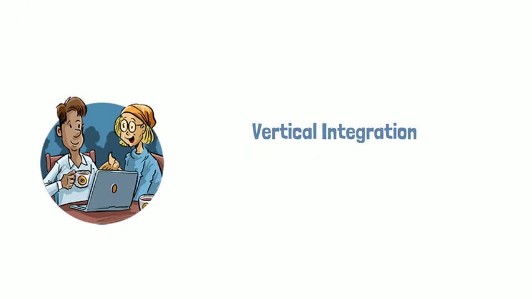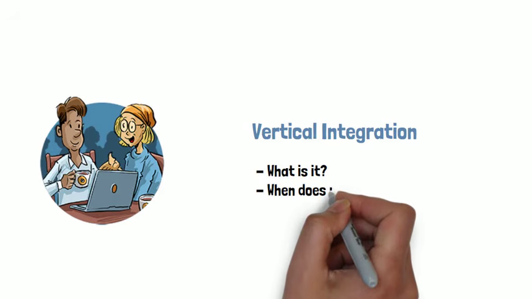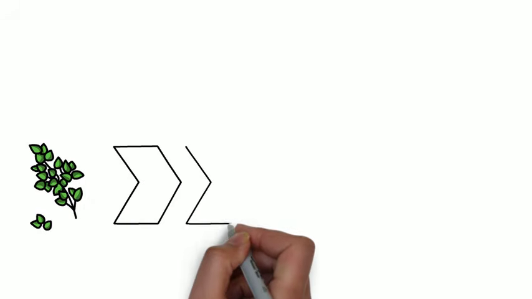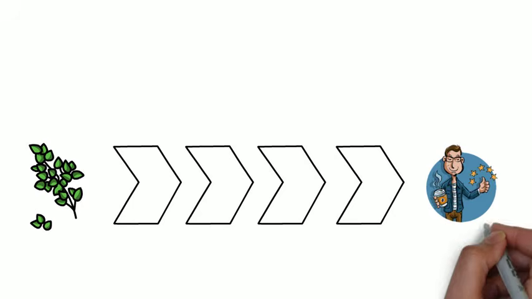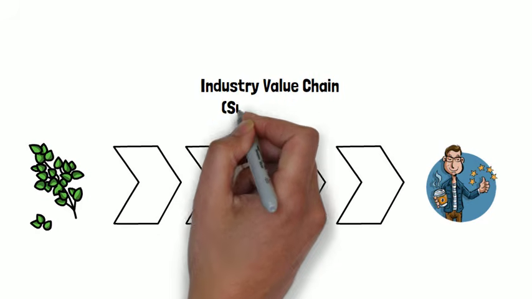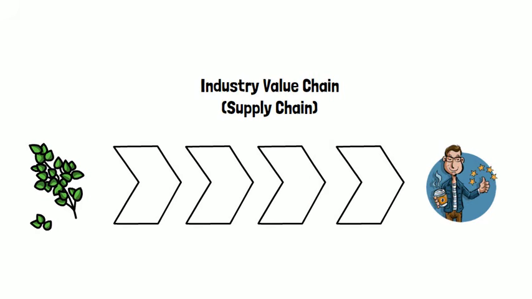Vertical integration. What is it and when does it make sense for a company to do it? In order to understand vertical integration, it helps to start with a picture of the activities that take place in an industry in order to produce a product or service. This picture is called a value chain or supply chain.